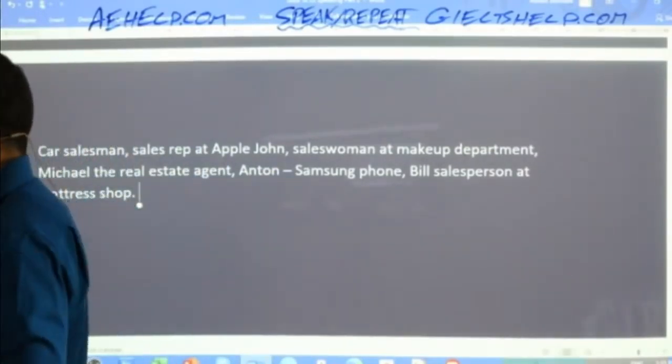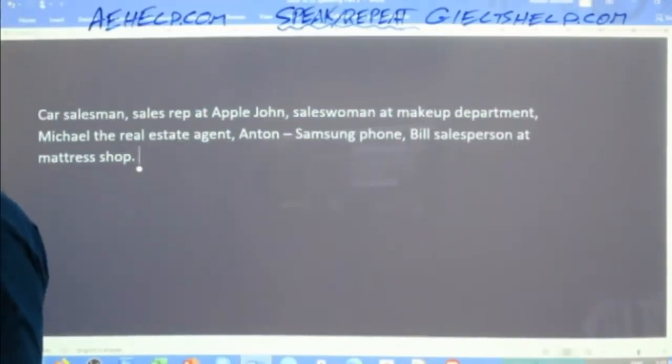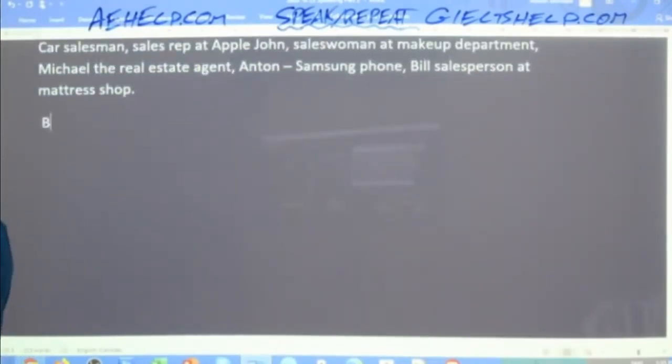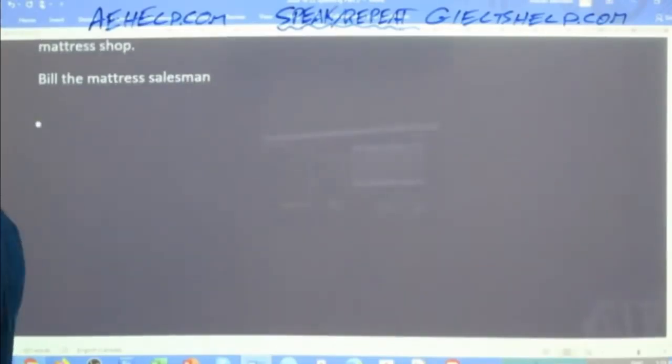So I thought about which one was unique, which one was a little bit easier to talk about, okay? So let's talk about Bill, the mattress salesman. Okay. All right, so we've picked this. Now we can come up with some notes. Okay, useful notes.